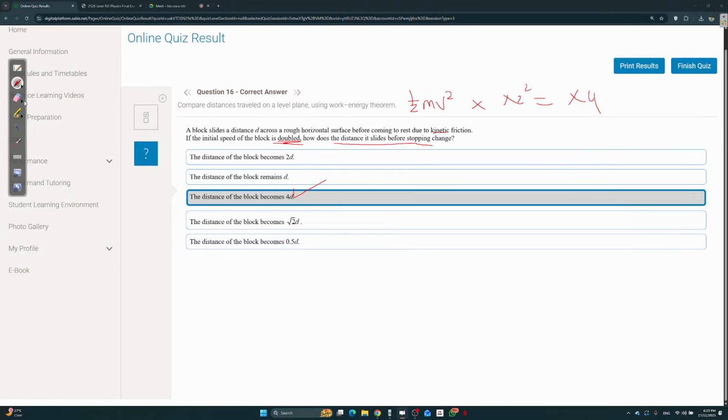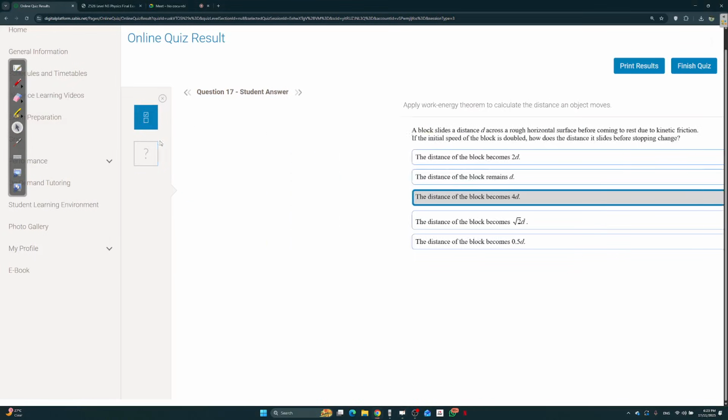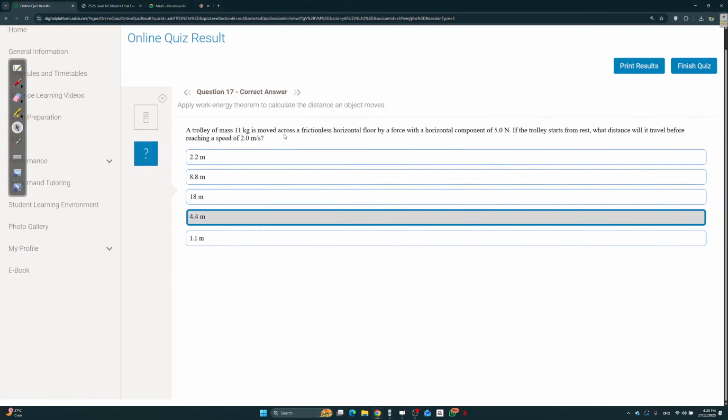Let's continue to question 17. A trolley of mass 11 is moved across a frictionless horizontal floor by a force with horizontal component of 5 newtons. If the trolley starts from rest, what distance will it travel before reaching a speed of 2 meters per second? So easy. Again, they gave you mass, and they're giving you speeds or force, or they want distance, and the formula you can use is simply the work energy theorem, that work is equal to the change in kinetic energy, or the way I do it, ME1 plus work external equals ME2, which is the same thing, by the way.